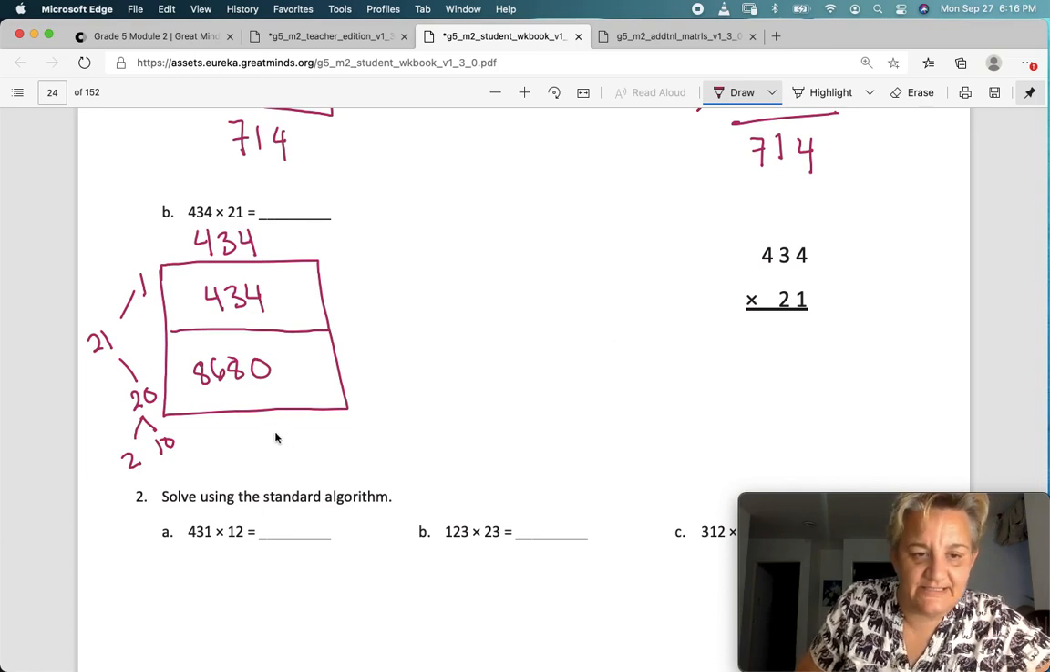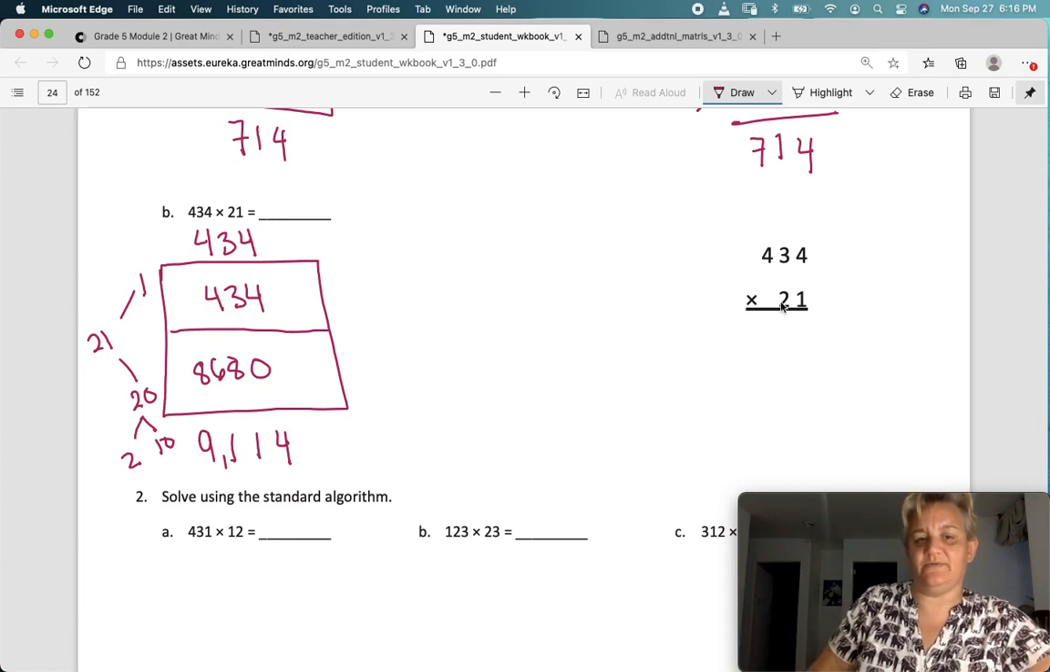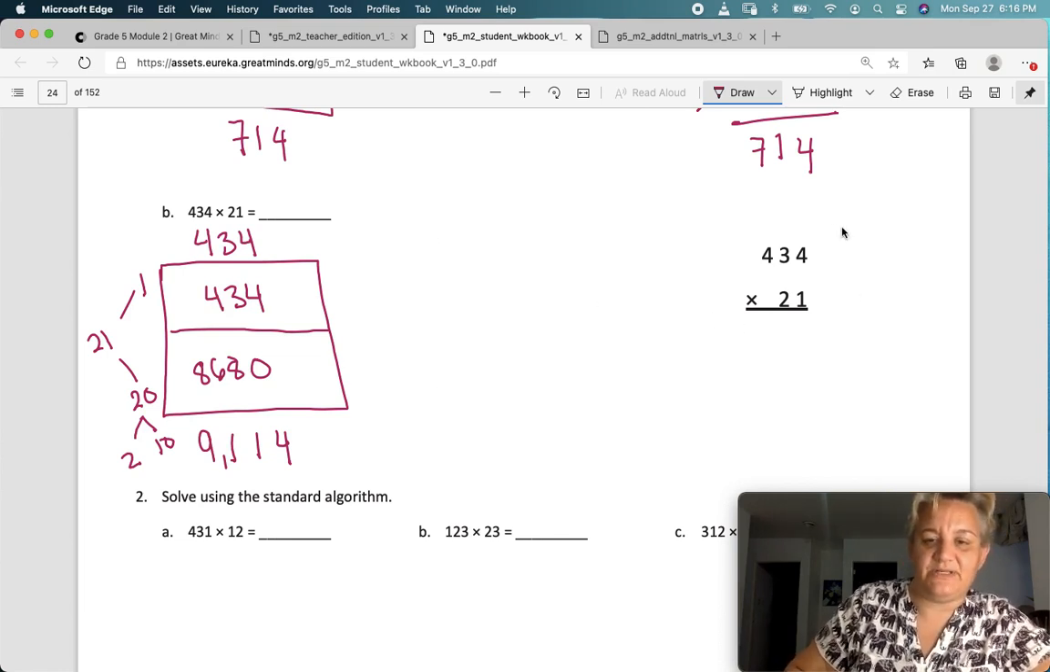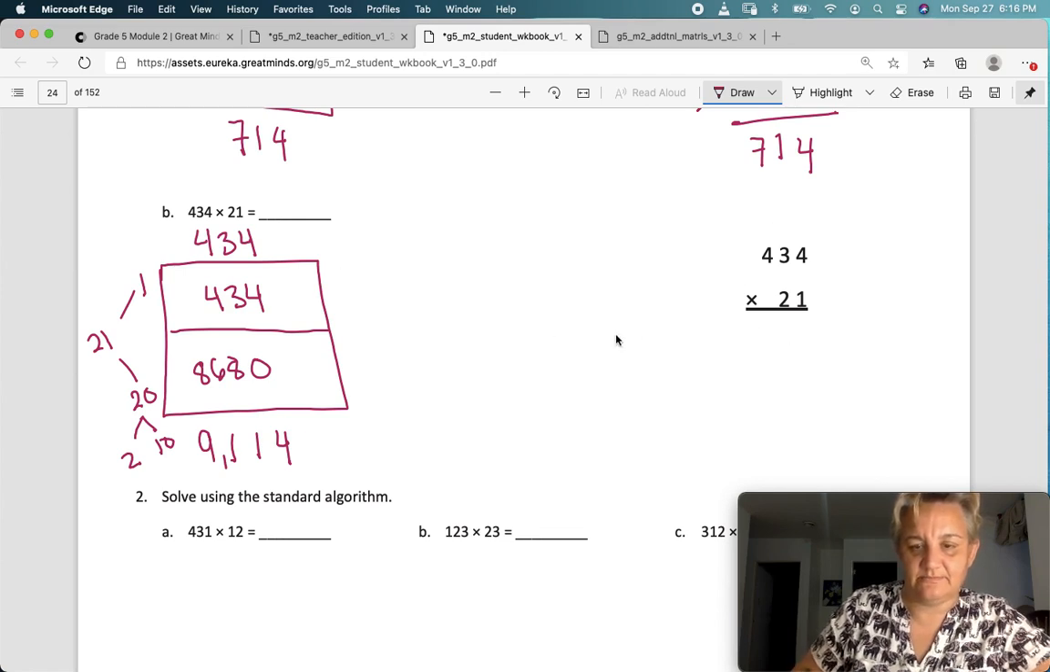And if I add that all together, I get 4, 8, 9, 10, 11. Carry the 1 is 7, 8, 9, 10, 11. Carry the 1 is 9. 9,114. Okay, now I'm going to use the standard algorithm to solve the exact same problem. And I'm going to show you how this number should match here and this number should match here if I've done my job correctly. 1 times 4 is 4.